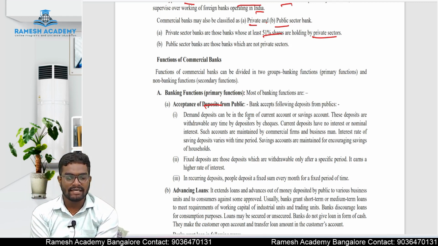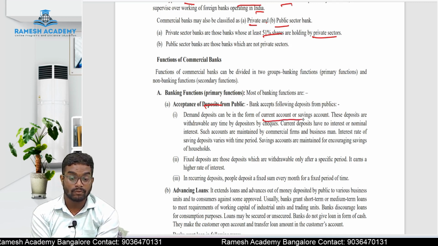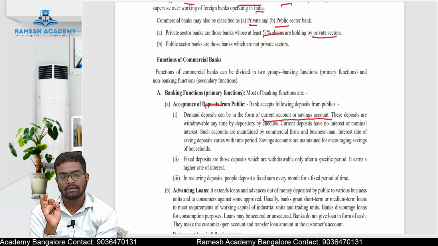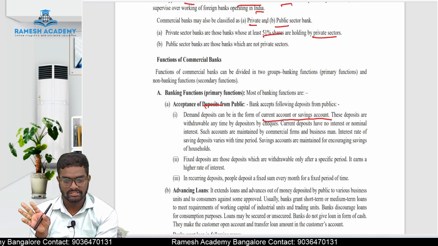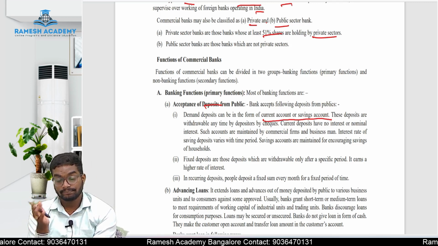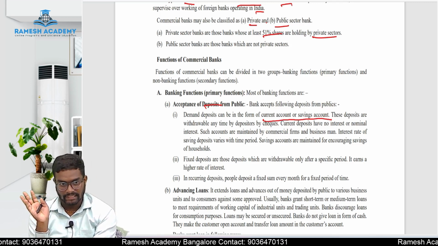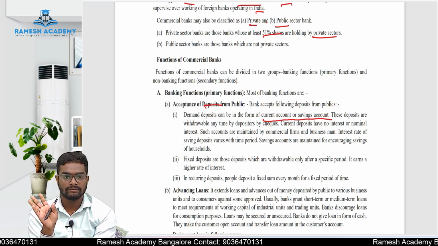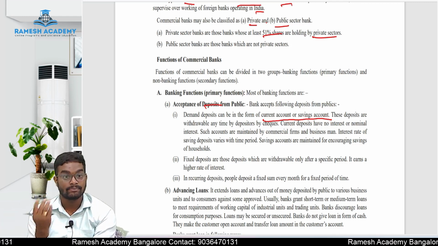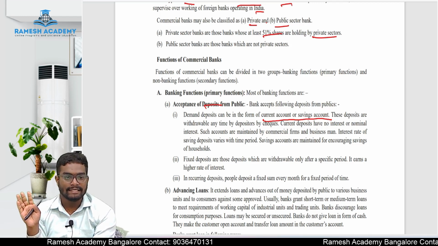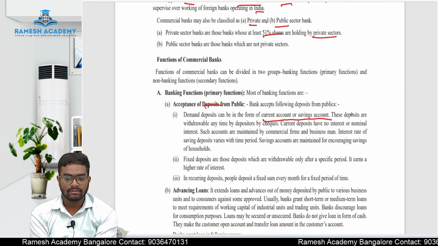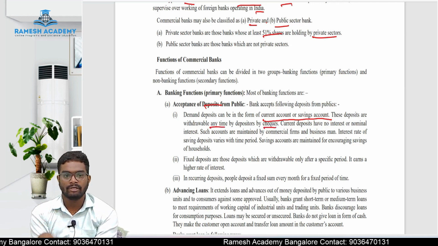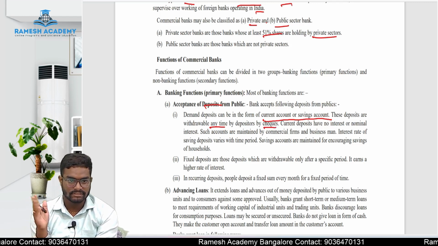So demand deposits can be in the form of a current account or savings account. One more major account is the current account. A current account is only maintained by business persons. There they can withdraw anything. Here they won't get interest on the balance. In a savings account we get interest, but in a current account we won't get any interest on the balances. These deposits are withdrawable anytime by the depositors by check. Earlier it was check; now we can do it by UPI, NEFT, RTGS, or any other way.